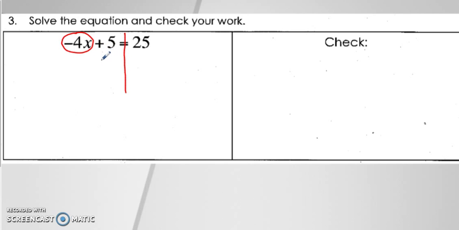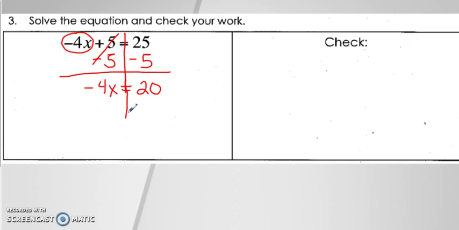The inverse operation of addition is subtraction. Therefore, to cancel out plus 5, I'm going to take minus 5. What I do to one side, I'm going to do to the other side. So this step needs to be identical. 5 minus 5 cancels out. That gives us 0. We are left with the term that I have circled. On the right-hand side, 25 minus 5 is 20.